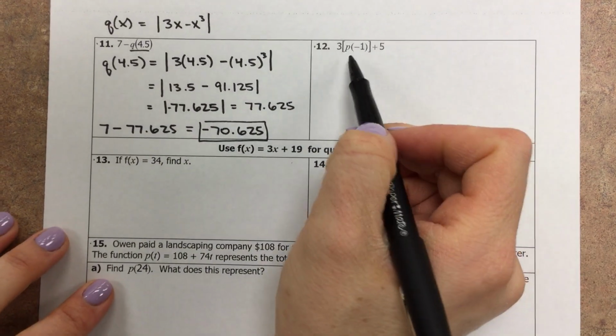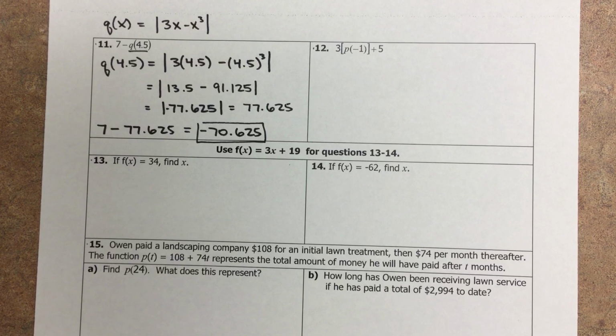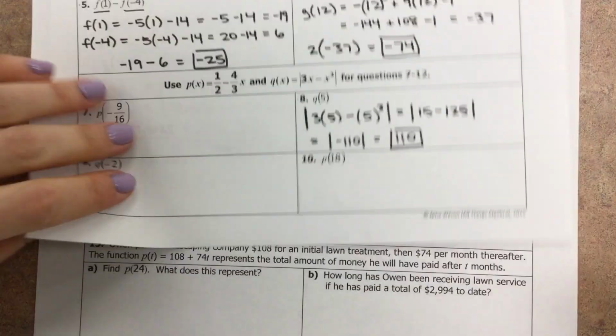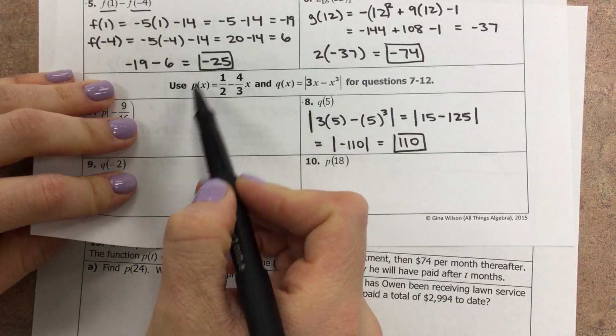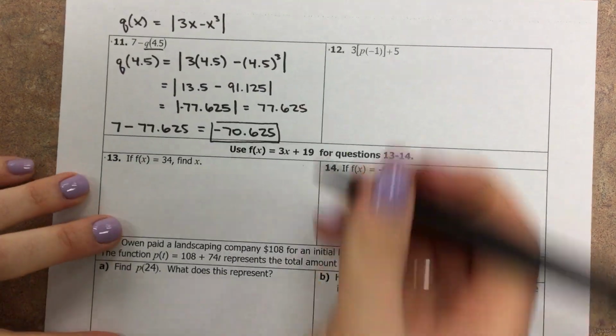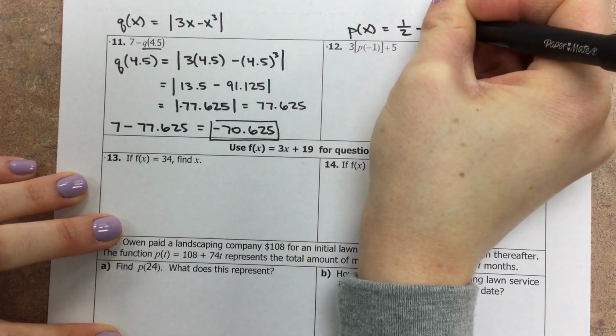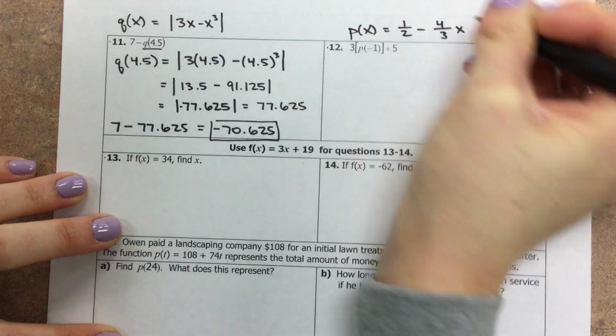All right, so let's look at one more of these. That's kind of the funny looking version before I change things up. So function p is on the previous page. I'm going to copy that down. It's this one right here. So 1/2 minus 4/3 x. Just so we don't have to keep flipping.